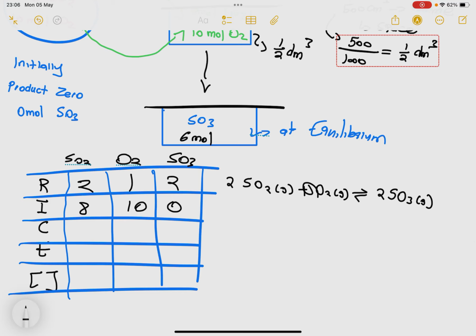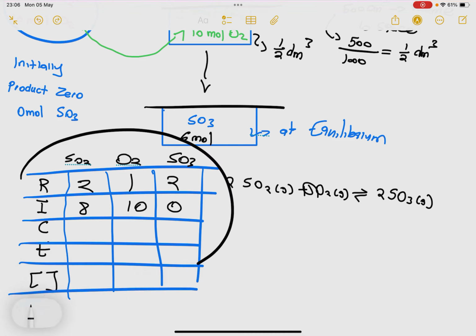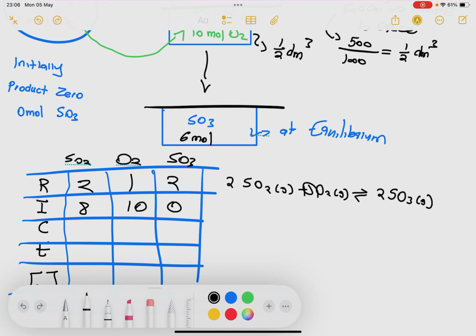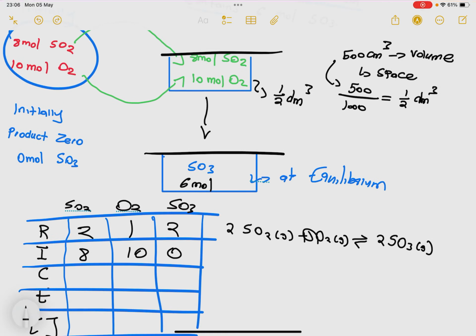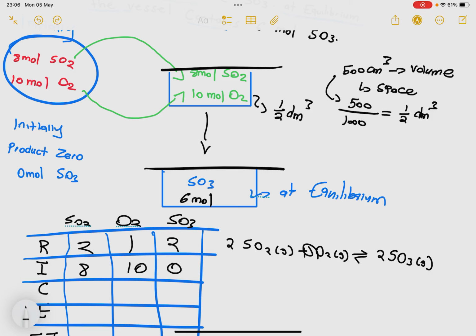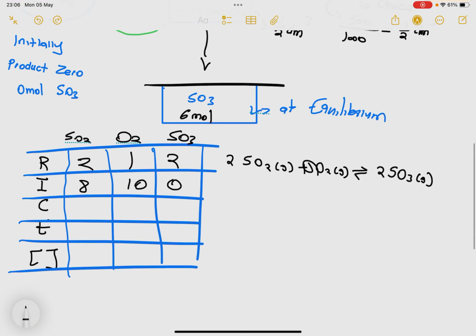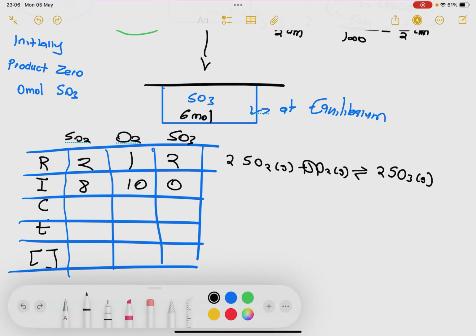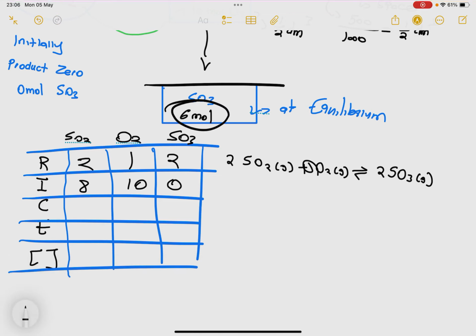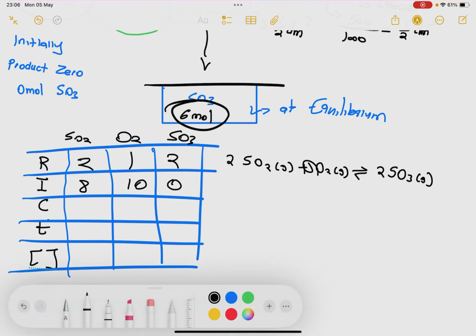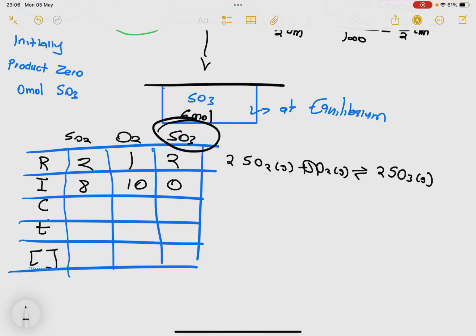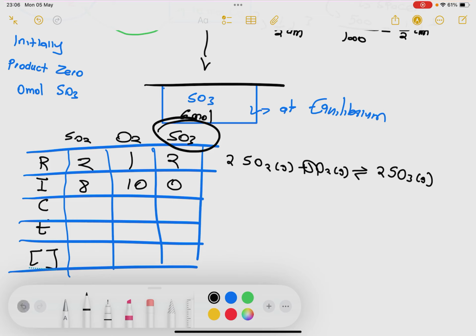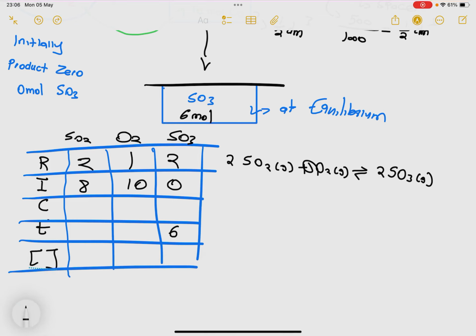So now, what about change? Let's just forget change for now. Let's just focus on filling up this amazing diagram, right? So how do we fill it? At equilibrium, do you see it? Which one is equilibrium? This is equilibrium. At equilibrium, we've got 6 mole of SO3. So I'm just gonna write 6.